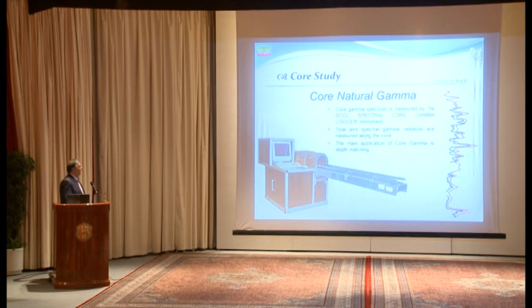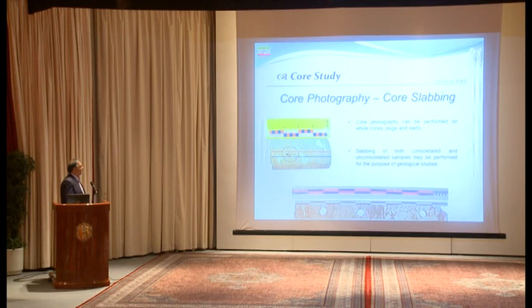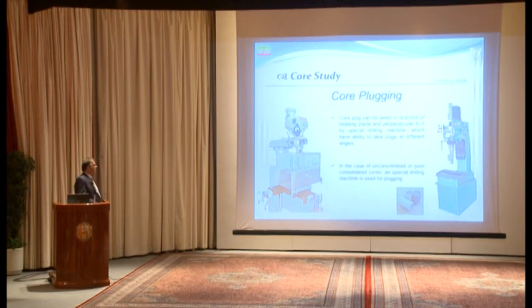The first step in core analysis is measuring gamma ray. Gamma ray is used for depth matching between wireline data and core data, and also by measuring thorium, potassium, and uranium of the rock sample, we are able to identify the type of shale; we have a standard graph in this area. And also core photography and core slabbing, core plugging machine. Unconsolidated plugging is a special technique needed for getting plug samples from loose sand.